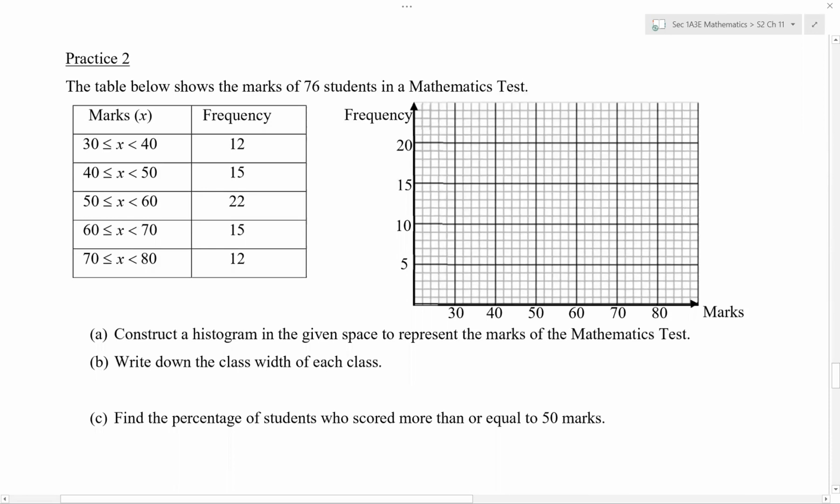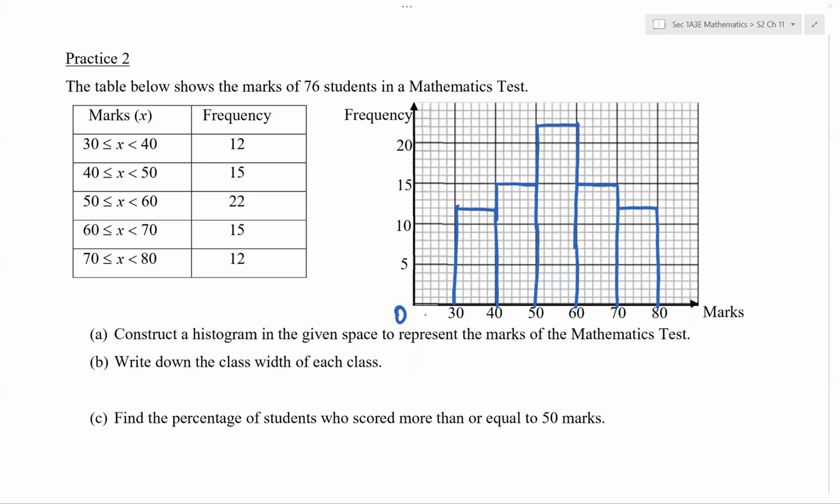We move on now to practice number 2. Here we have the marks of 76 students in a mathematics test. So again, construct a histogram in the space to represent the marks. I'll pause your video here, construct the histogram by yourself first.